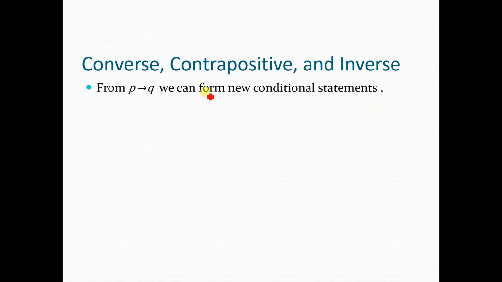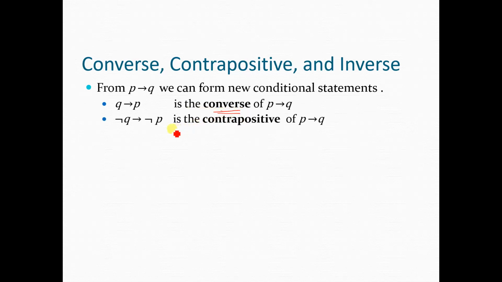So from P implies Q, we can form new conditional statements. Q implies P is called the converse of P implies Q. Negation Q implies negation P is the contrapositive of P implies Q. Then negation P implies negation Q: we are not going to change the order, but we are just going to take negation of both the propositions used in this conditional statement. This is called the inverse of P implies Q.